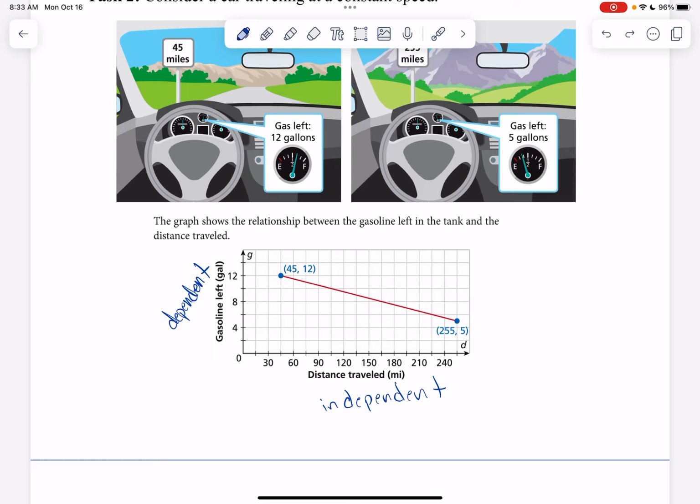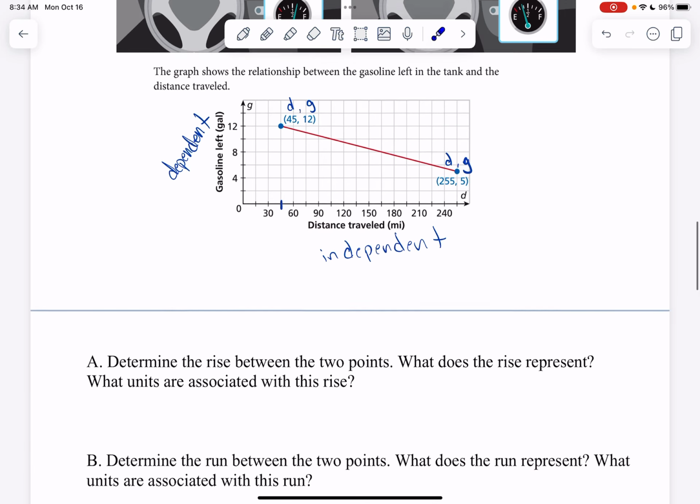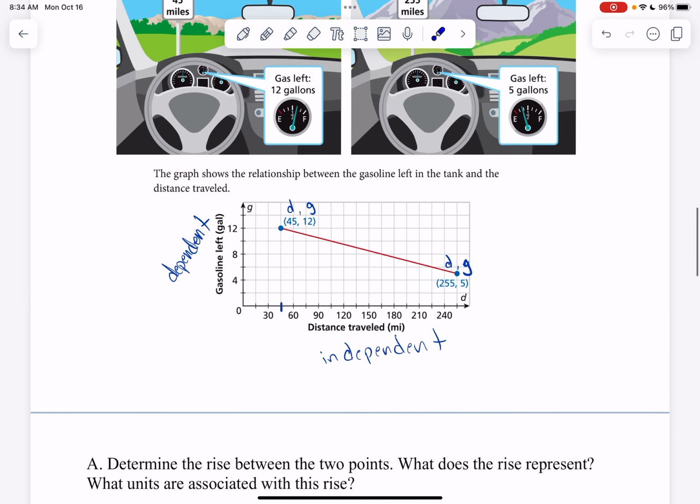So here is my point, after 45 miles. Again, this is my miles, 45 miles, I have 12 gallons of gas. They use d for distance. Here, after 225 miles as my distance, I have 5 gallons of gas left. And then we connected those points with a line, so we can see this nice little linear relationship.